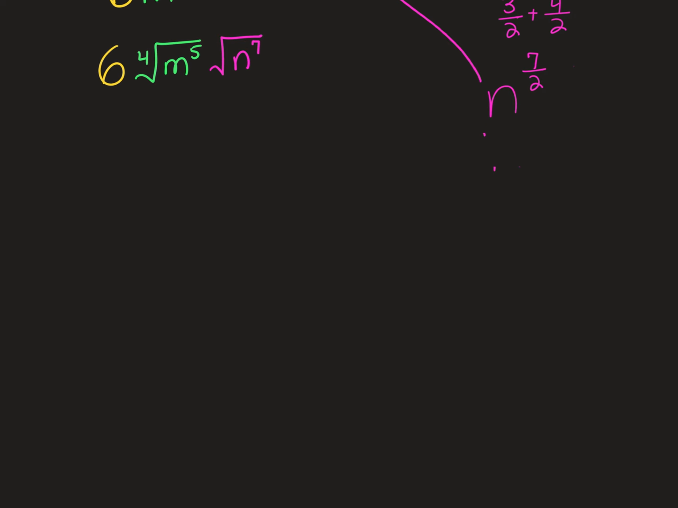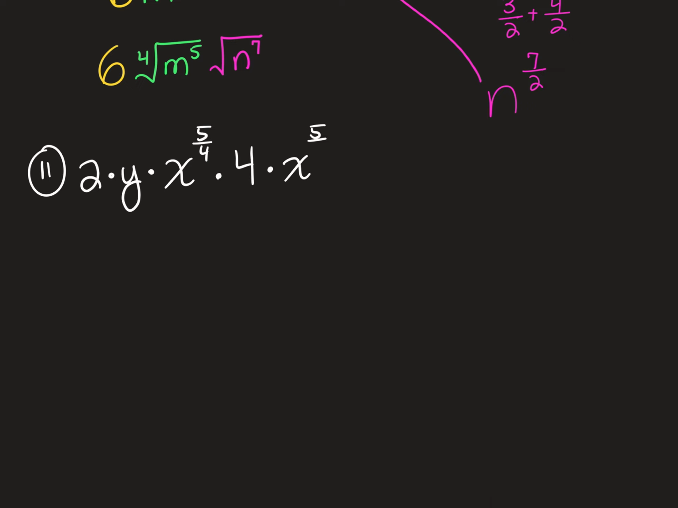I think this is the one I did earlier as well. All right, so we have 2. And again, I'm putting that multiplication symbol between each thing. It's not actually written like this, at least not completely written like this on the assignment. So 2 times y times x to the 5/4 times 4 times x to the 5/3 times y to the 2/3. Lots going on.